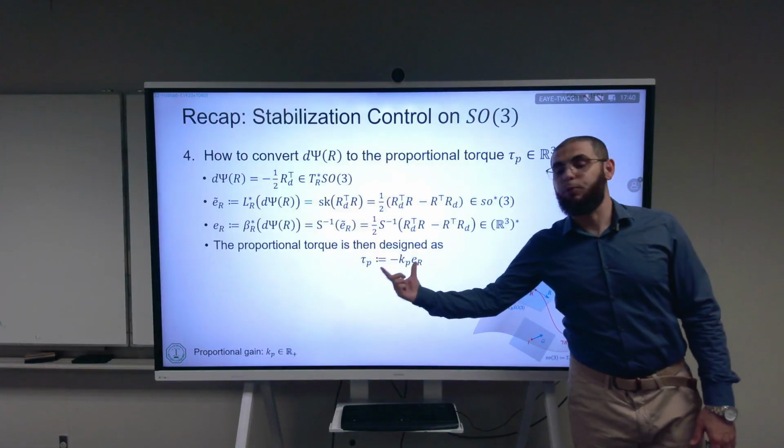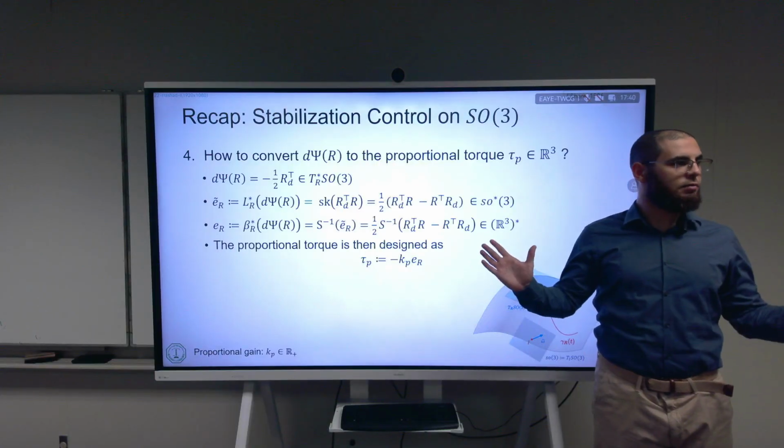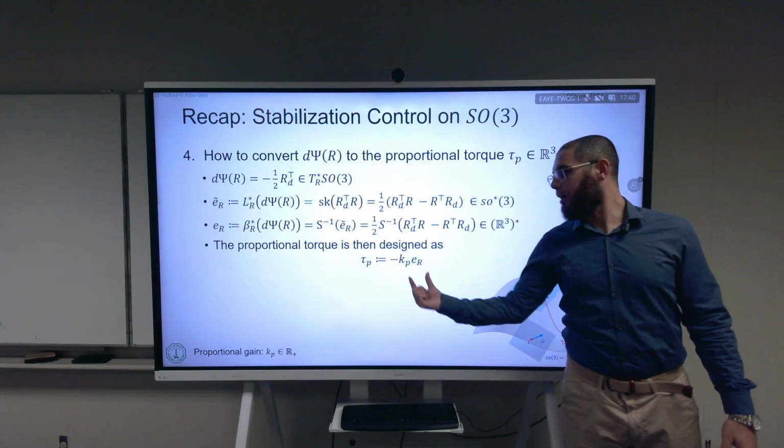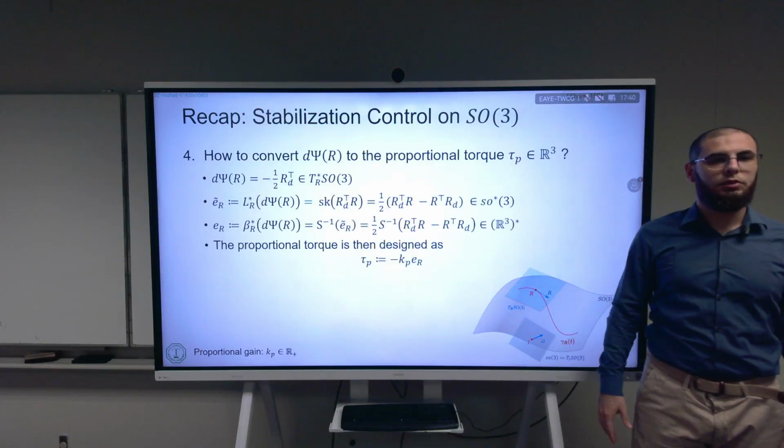And what is now the proportional control torque? Proportional control. Very easy. Now I have an error, and I multiply by some minus of some gain. I get the torque. Done.